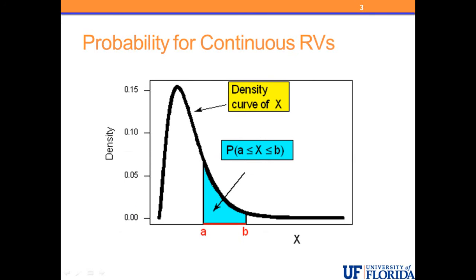For continuous random variables, the probability that x equals a number x is equal to 0. However, the probability that x is between a and b makes sense and will be found as the area under the probability density curve for that random variable.